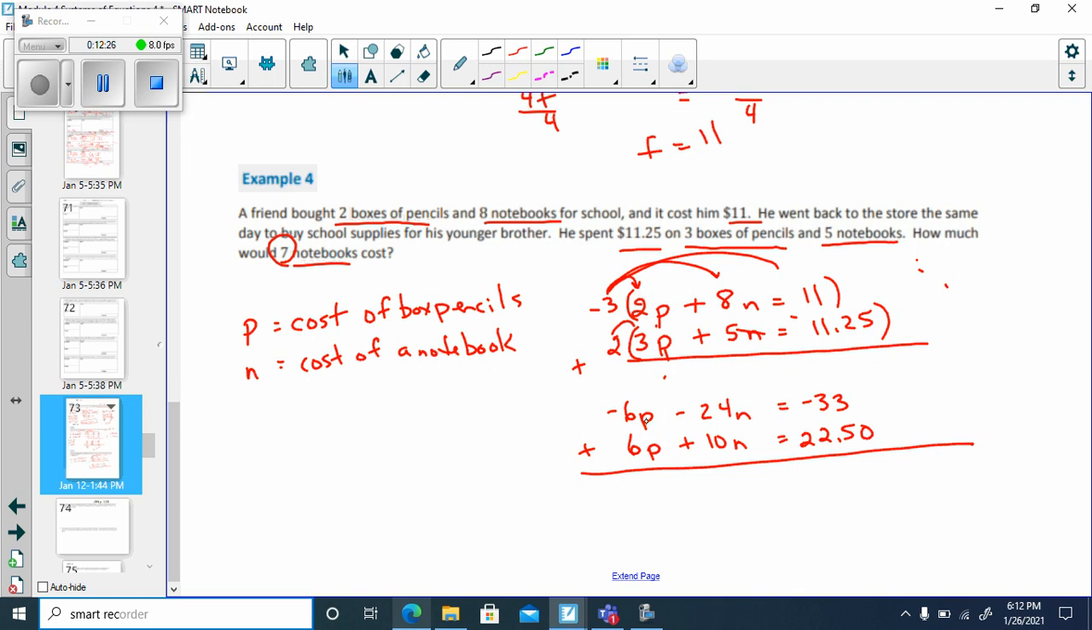Okay, now let's add the 2 equations so we can eliminate a variable. -6P plus 6P gives me 0P. That eliminates this variable. -24N plus 10N is -14N. -14N then is equal to -33 plus 22.50. And you find the difference of those two. And that is a -10.50.